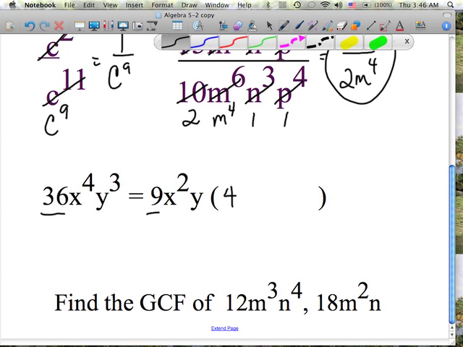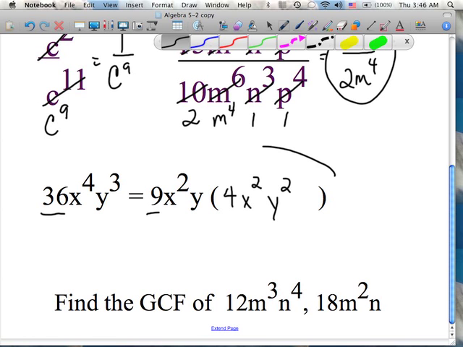And they have x to the 4th in the original monomial, and here we have x to the 2nd. So to get to the x to the 4th, we're going to need to multiply by x to the 2nd. And then finally, y to the 3rd. I have a y here. To get to y to the 3rd, I need y to the 2nd. And you can double check. 9 times 4 is 36. X squared times x squared is x to the 4th, and y times y to the 2nd is y to the 3rd. So this is your missing factor.